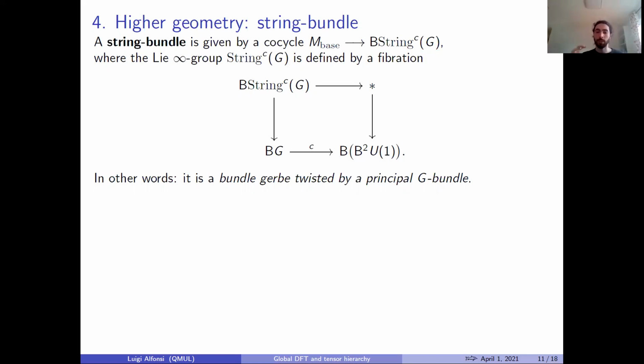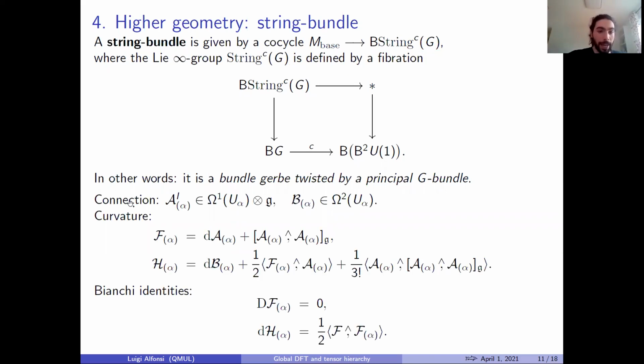So we introduced these globally well-defined string bundles. How are they bundles? How does their connection look like? It looks like this. We have a local one-form valued in a Lie algebra, the Lie algebra of the group G. Then we have a local two-form, not valued in the algebra. The curvature of this bundle can be written like this, and the Bianchi identities can be written like this, where D is the covariant derivative of the connection A. So this is a very short overview of string bundles.